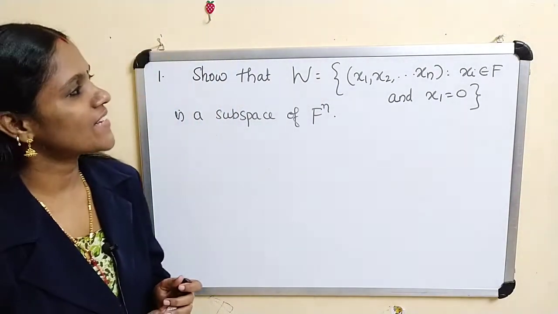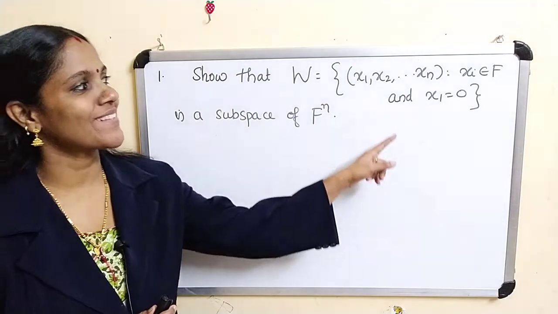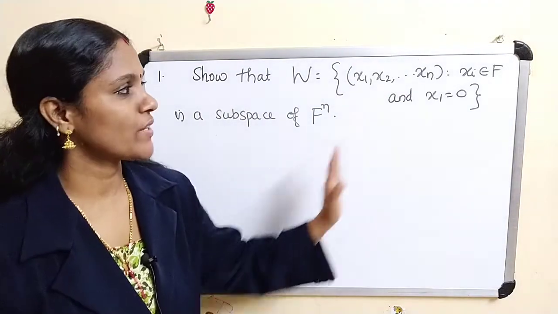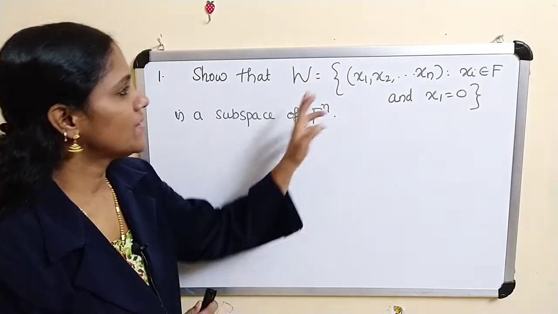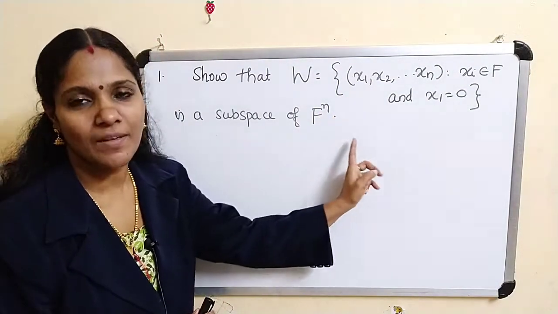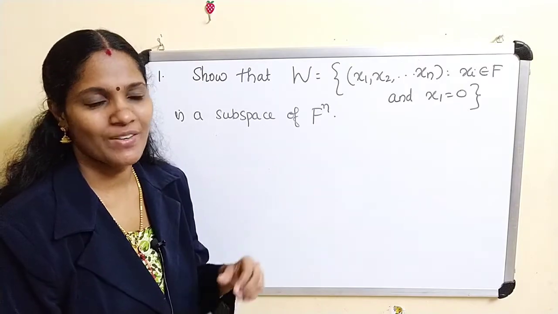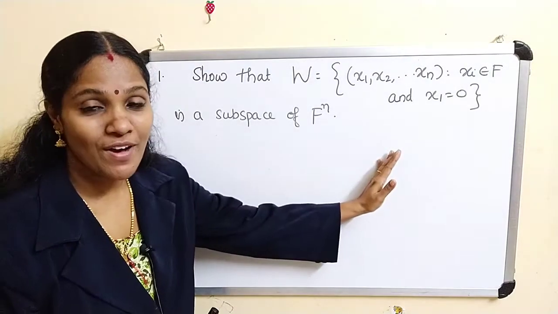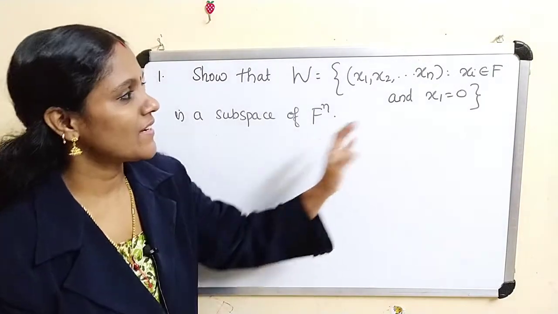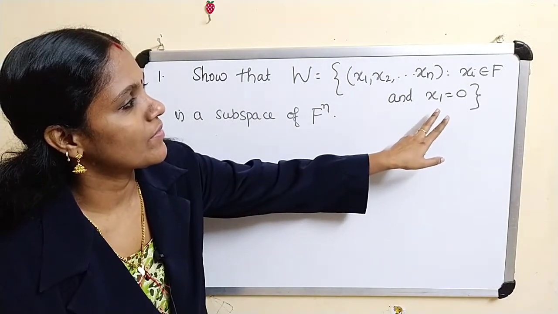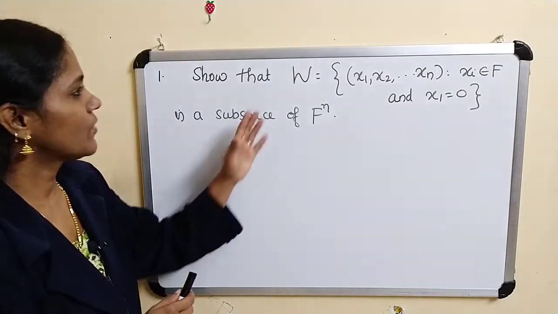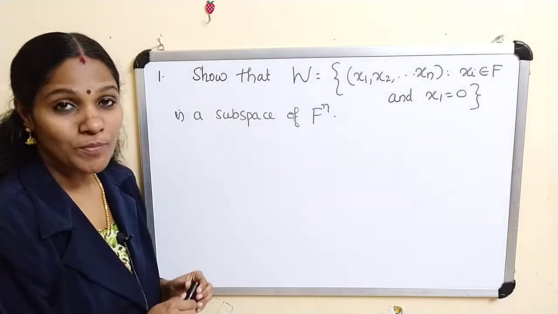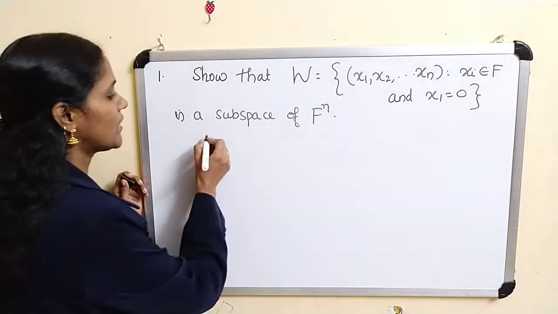Show that W equal to {(x1, x2, ..., xn) : xi belongs to F and x1 equal to 0}, the first coordinate equal to 0, is a subspace of Fn. Similarly, in the case of R2, ordered pairs, in that case we had selected x2 equal to 0. So we have to check whether this is a subspace of Fn.